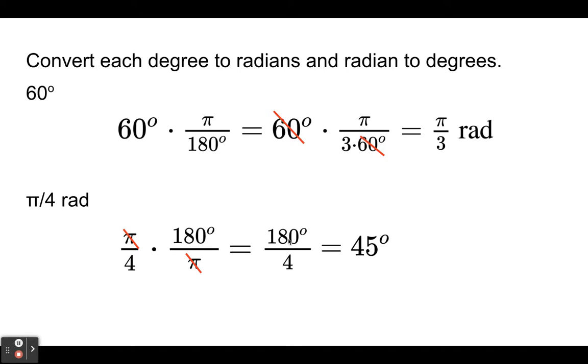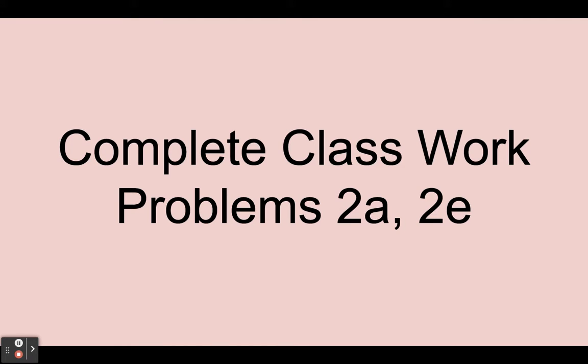All right. Okay, so that's how we convert radians to degrees and degrees to radians. And again, the key here is using this pi over 180, either pi in the numerator, 180 in the denominator, or flip it, 180 in the numerator, pi in the denominator. But that's the one we're going to use for all the conversions from degrees to radians. Okay, so you want to stop this and complete classwork problems 2A and 2E.